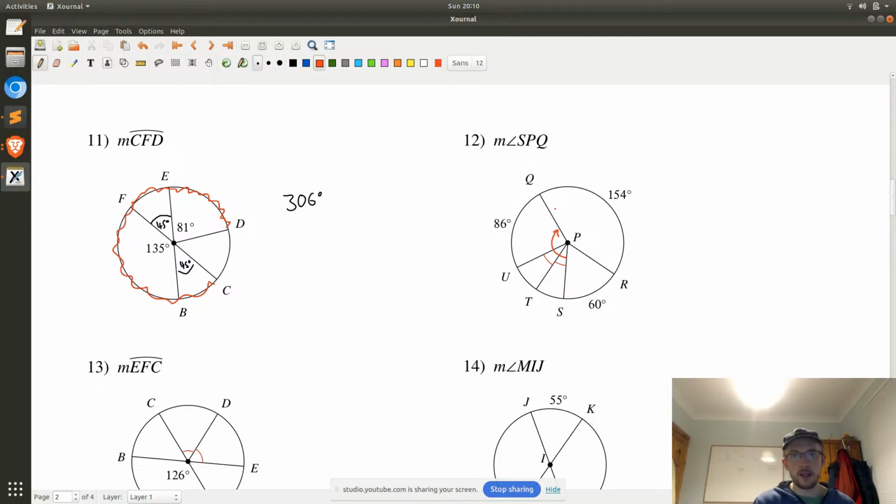All right, so that's 86, that's 154, and that's 60. And therefore, we just have to think about what's left. So 86 and 154 is 240, and 60, that makes 300. And so these angles here together make 60 degrees. And then we go around this way. So we have 60 plus 86, which is 146 degrees. And we check. And okay, everything's correct. That's good.